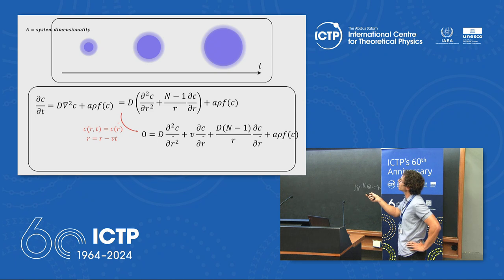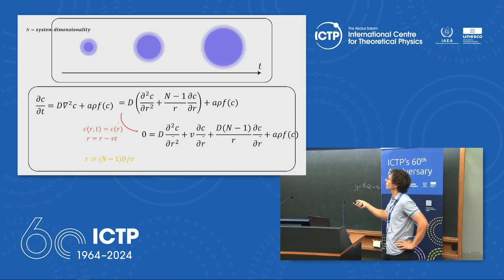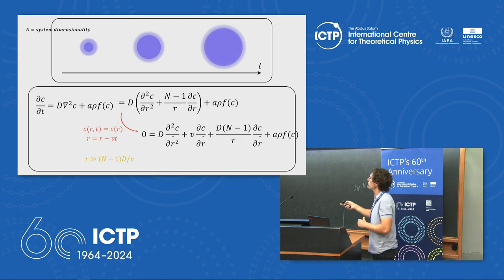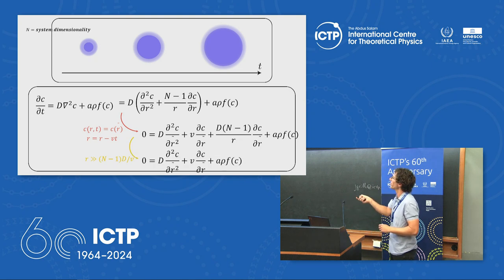And you can see that far away from the source, this R dependence would make this term vanish or become negligible compared to this term. And so we learn that when we're far away, and how far, you see an emergent length scale that will appear again and again in this talk: it's the diffusion constant divided by the wave velocity. When you're that far away from the source, you don't know that the Earth is round, and you can obtain an equation that is completely independent of the dimensionality of the system.